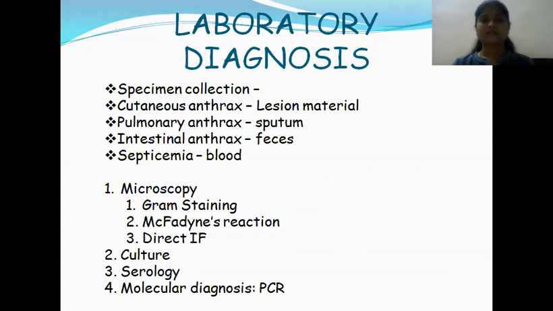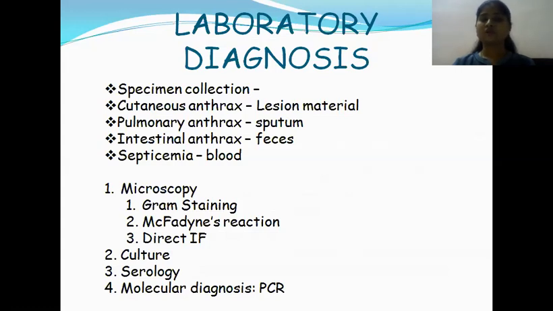The specimens can be further processed for microscopy. Different staining methods can be used. We can use the gram staining method to demonstrate the bamboo stick appearance, or simply to see gram-positive bacilli arranged in chains. We can use the McFadyean's reaction to see the amorphous capsular material. We can also use the direct immunofluorescence staining method, which will detect the capsular or the cell wall antigen.